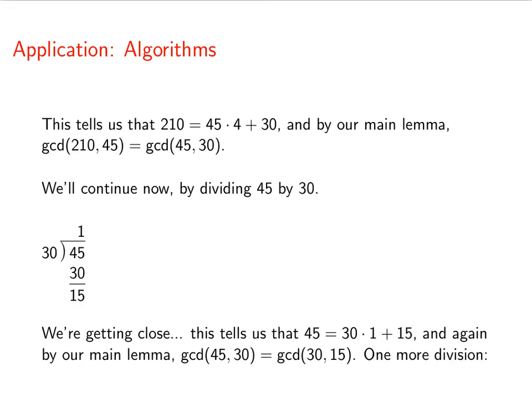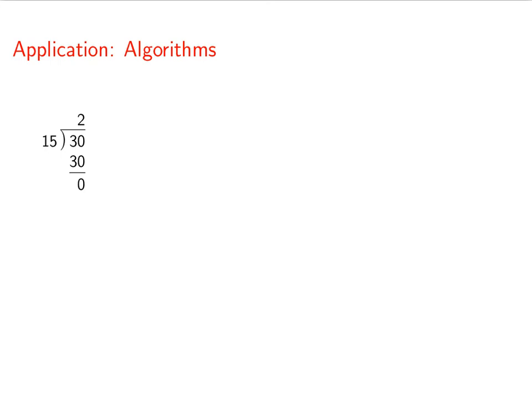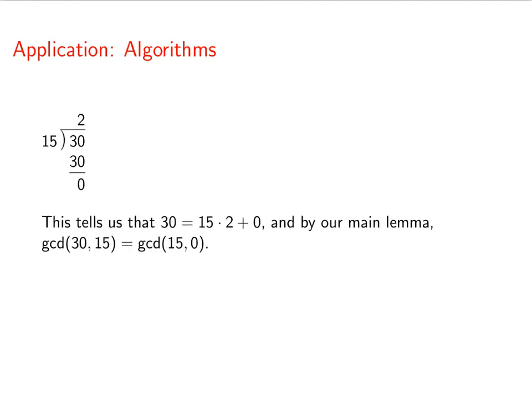One more division. So now, if we take 15 and divide into 30, we're going to get an answer of 2 and a remainder of 0. Aha! So our main lemma tells us that the GCD of 30 and 15 is equal to the GCD of 15 and 0. Now, no more divisions because we ended up with a 0 and we can't divide by 0.